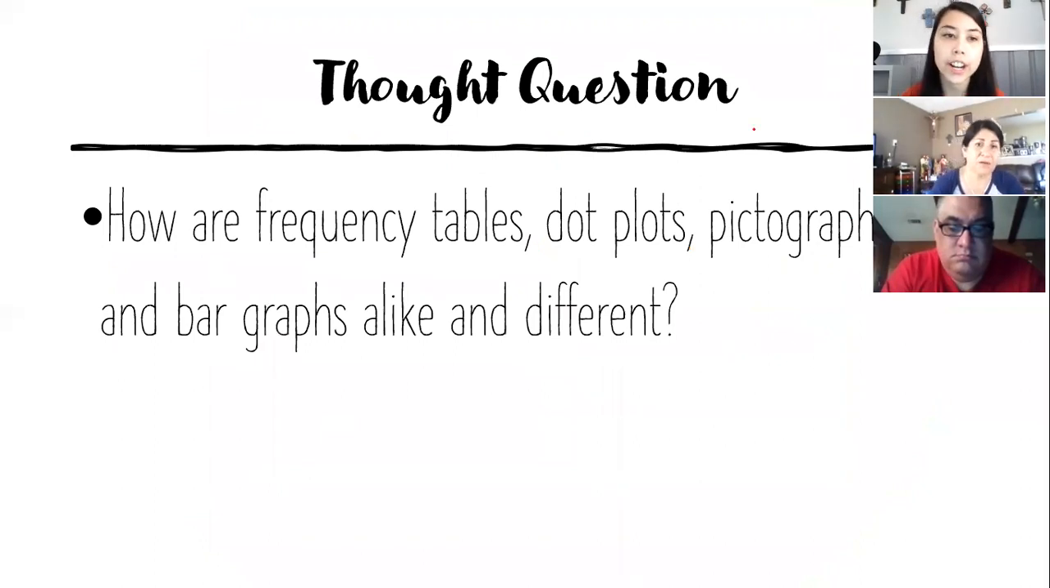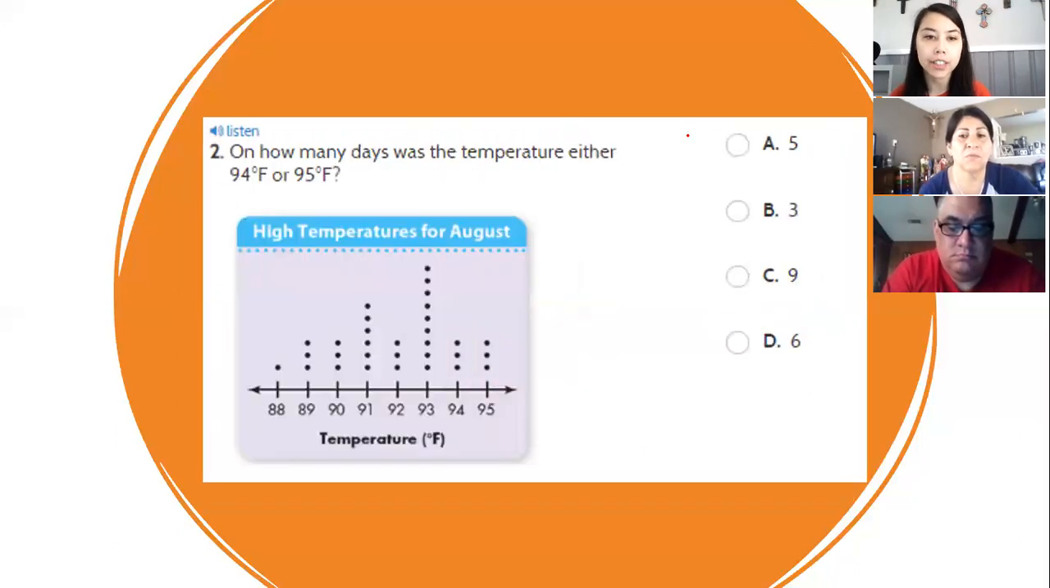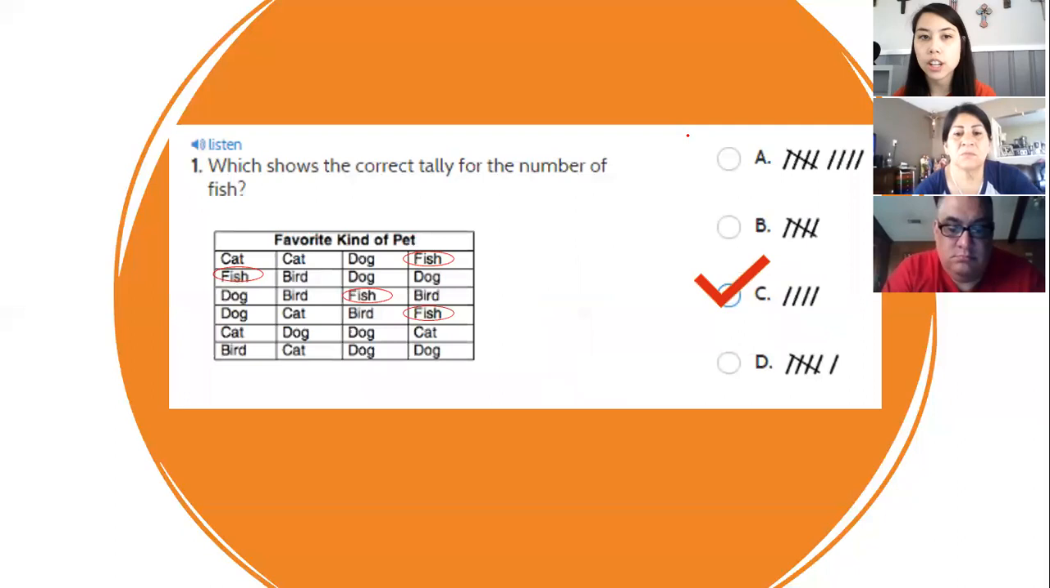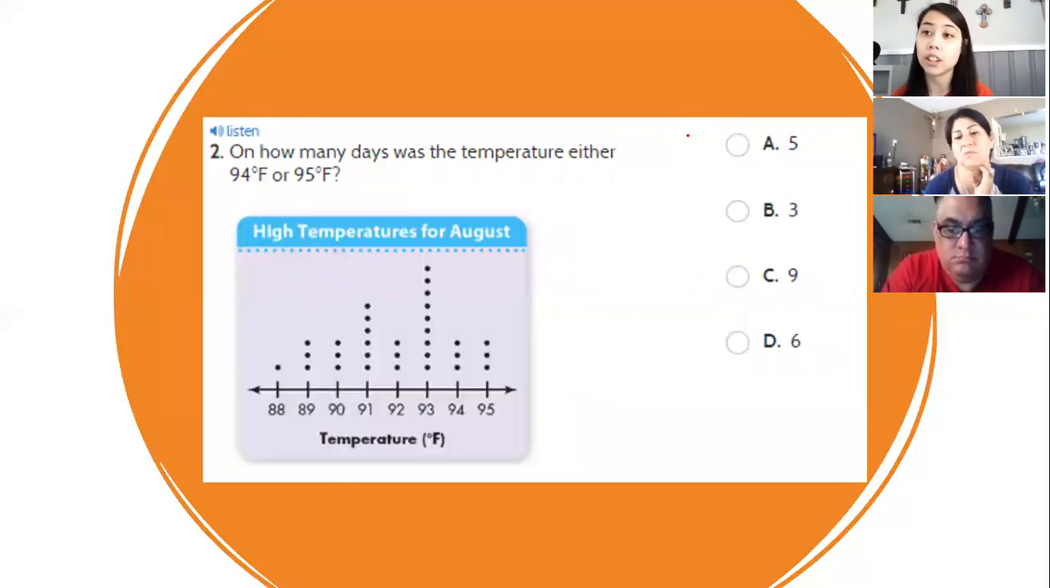Okay, so here's a thought question again. It says, how are frequency tables, dot plots, pictographs, and bar graphs alike and different? One of the ways that a frequency table and a dot plot are alike is that our dot plot has dots written a lot of times, and you have to count the times that the dots are written in, just like a frequency table has words written in multiple times. Sometimes it's words, sometimes it's numbers, depending on the type of table. So that's one way that they're alike.